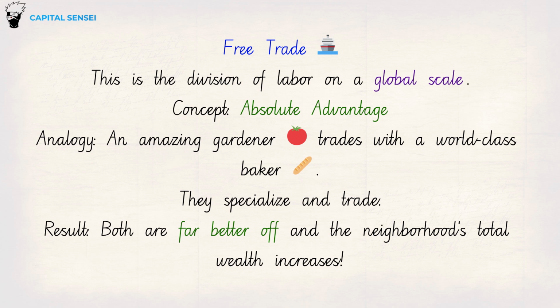The mercantilist solution is for both of you to struggle on your own to be self-sufficient. Smith's free trade solution is obvious. You should focus all your energy on your garden. He should focus all his energy on his bakery, and you should trade your amazing tomatoes for his delicious bread. The result? Both of you are far better off. You both have more and better food than you would have had otherwise. The total wealth of the neighborhood has increased.